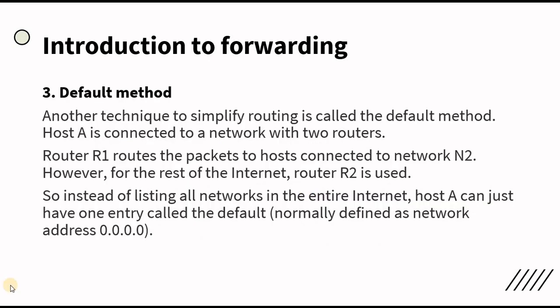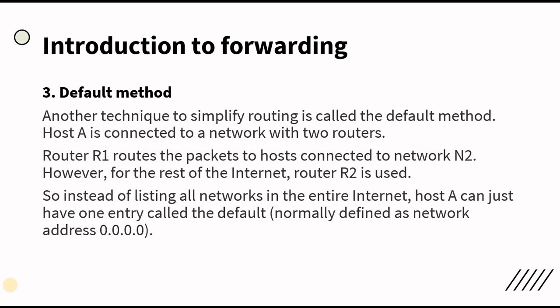Now the third method is the default method. Another technique to simplify routing is called the default method. Host A is connected to a network with two routers. In our previous example, we saw that the host was connected with only one router, but in the default method the host is connected with two routers. Router R1 routes the packets to hosts connected to network N2. However, for the rest of the network, router R2 is used.